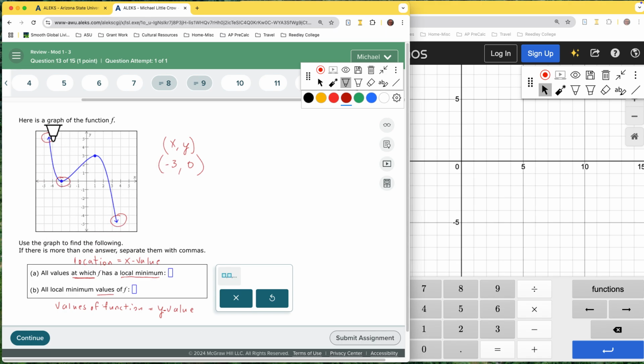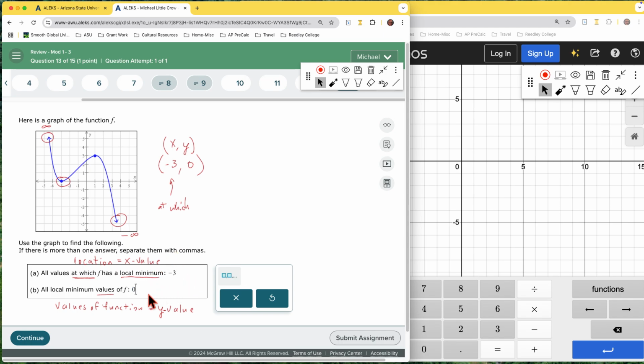Those are going up. This one's going up to positive infinity. This one's going up to negative infinity. So this is the only thing we have to think about. So the location at which is going to be -3. So we can put that in there. And then the function value, the output value, the y value is 0.